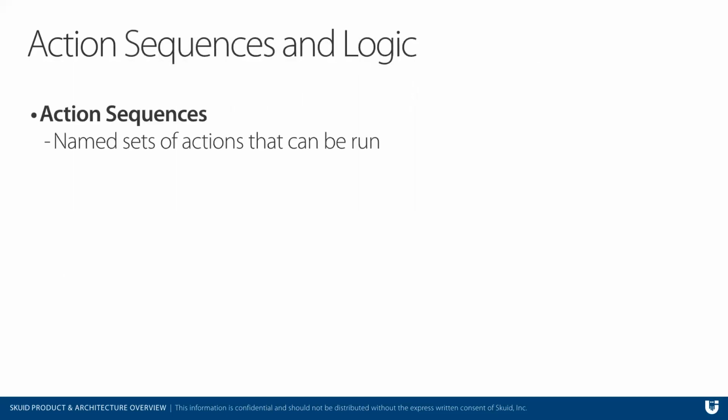Now, when we talk about sequences of actions, let's just cover this, going back to this. This is a key concept. Action sequences are a way of letting you define named sets of actions that you can then run either through one of the various triggers, or another action sequence can call a different action sequence. You can kind of link them together. And these allow you to reuse your logic.